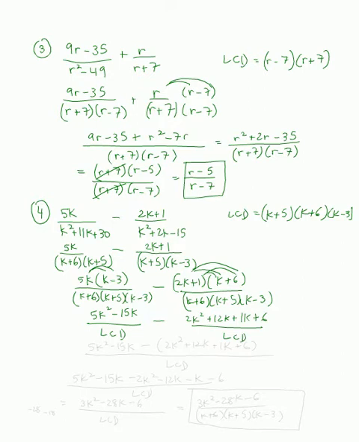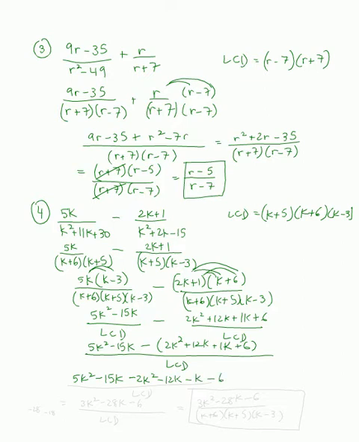Now put it all together, we get 5k squared minus 15k minus the whole thing. Don't forget your parentheses here. This is why I said put parentheses when you're subtracting, just to remember to distribute them. We end up with 5k squared minus 15k. If we apply the negative sign, we get minus 2k squared minus 12k minus k minus 6.